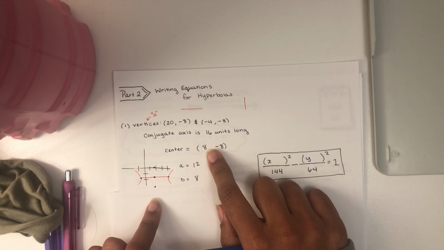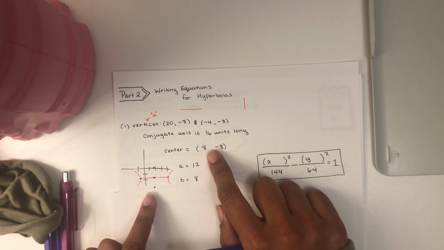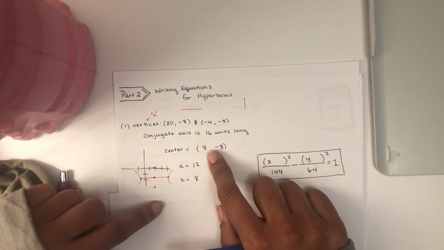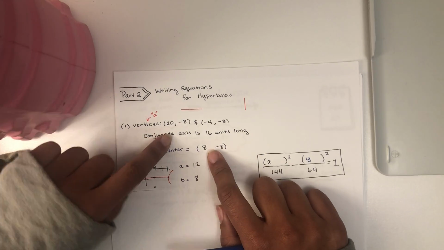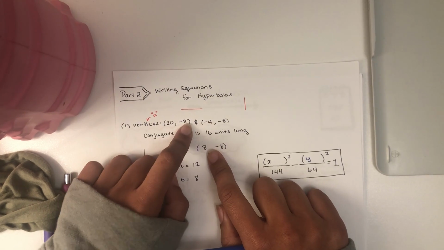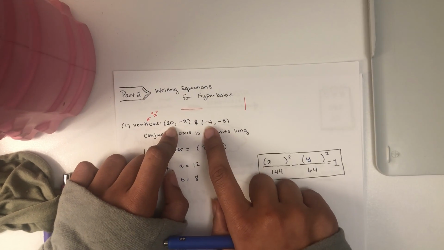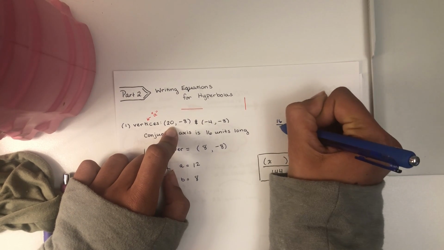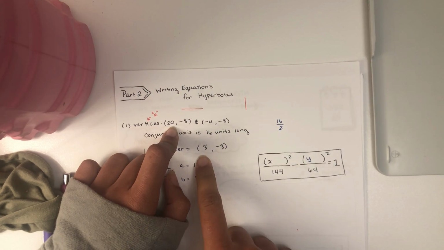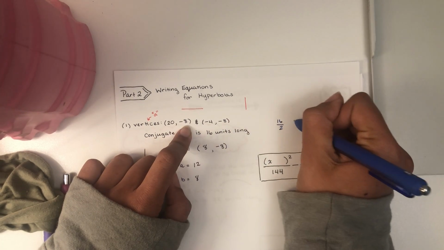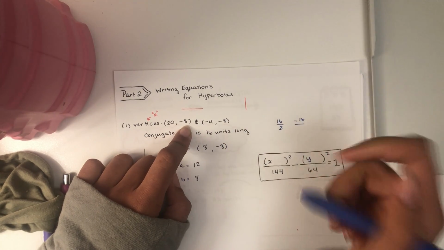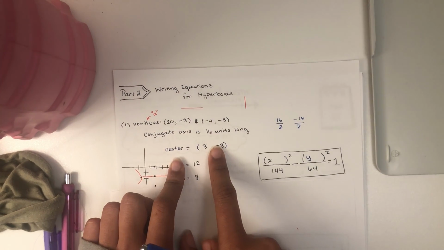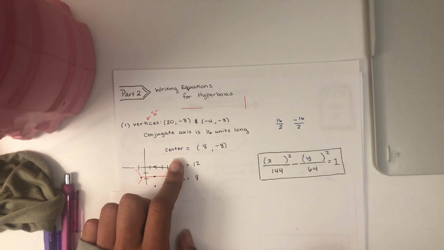Now, in terms of figuring out your center is really easy. Your center is going to be the midpoint of your vertices, or the midpoint of the endpoints that are on your conjugate axis. Regardless, take these points and find the midpoint. So 20 plus -4 gives you 16, and then that divided by 2 is 8. -8 plus -8 is -16. -16 divided by 2, -8. So that's how I figured out my center. I literally just found the midpoint of these two lines.